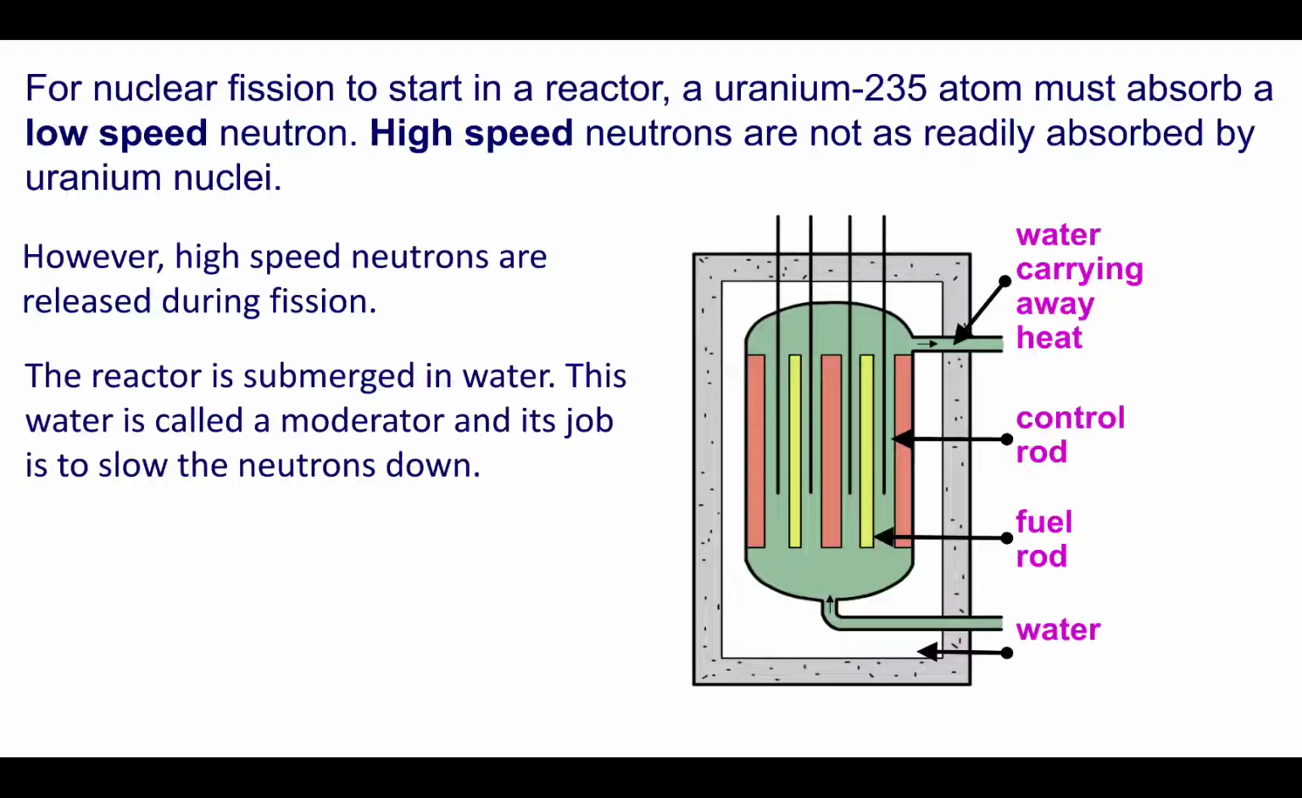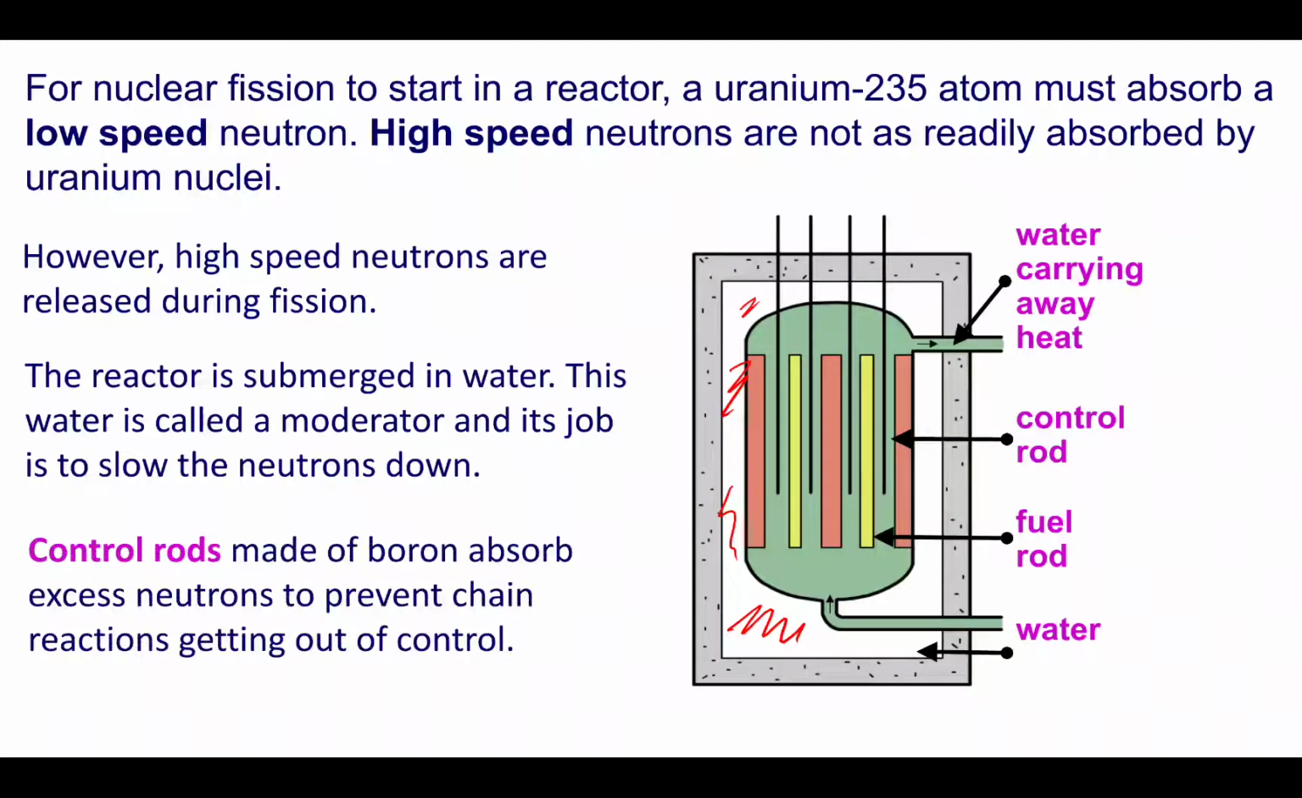So the reactor is actually submerged in water. This is all water, the entire vessel. And the water has two purposes. One, to cool the reactor down slightly. And secondly, it's called a moderator, and its job is to slow the neutrons down. When it slows the neutrons down enough and they get down to a low enough speed, they'll be readily accepted by the uranium atoms that are contained within the fuel rods, which in this image are depicted by the yellow bars.